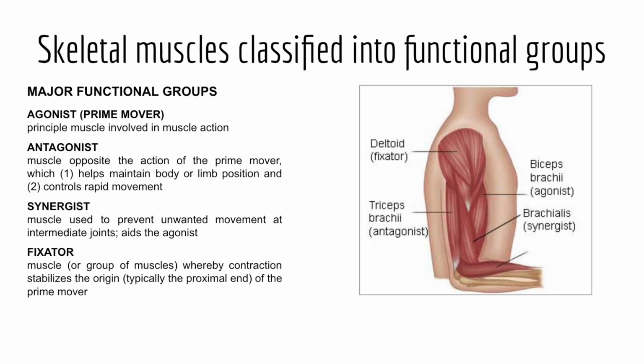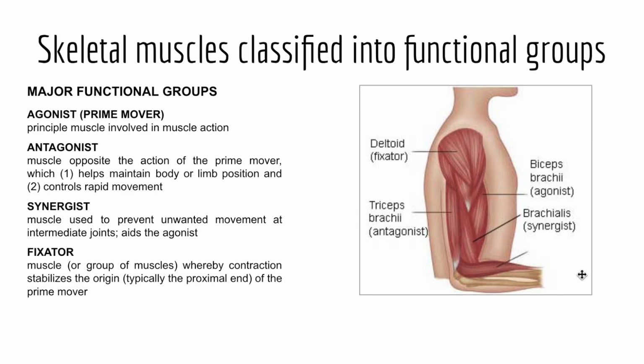In addition to antagonists and agonists, we further have another muscle functional group called the synergist, generally recognized as a muscle used to prevent unwanted movement at intermediate joints or to otherwise aid in the movement of the prime mover. Finally, our textbook refers to fixators. A fixator is a muscle or a group of muscles whose contraction stabilizes the origin of the prime mover, such that the prime mover can act more efficiently. Fixators tend to steady the proximal end of a limb while movements occur at the distal end.